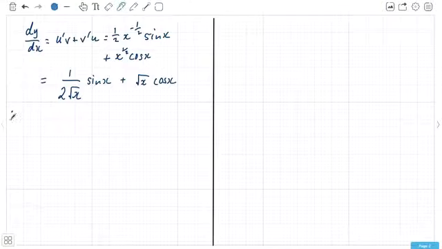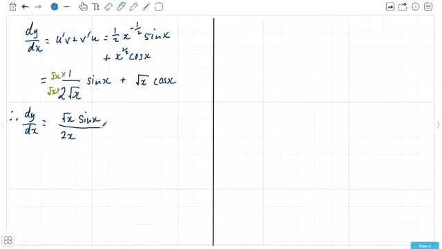So to finish it off, you might want to make everything look quite nice and rationalised. So we could put the root x on the top, multiply the top and the bottom by root x, like that. So we've got root x on the top, 2x underneath, sine x on the top as well, because that's not a denominator, plus root x cos x.